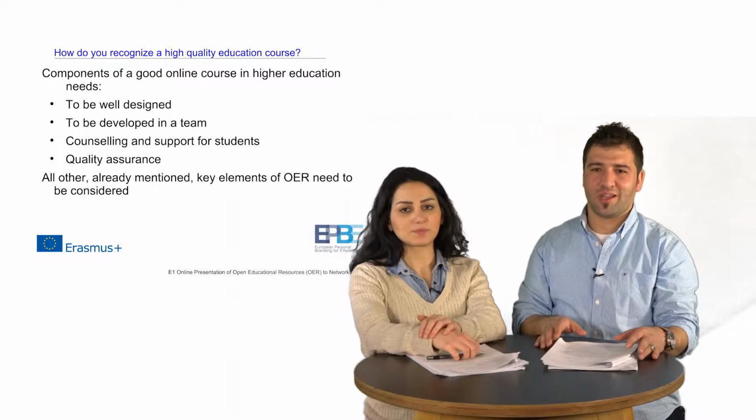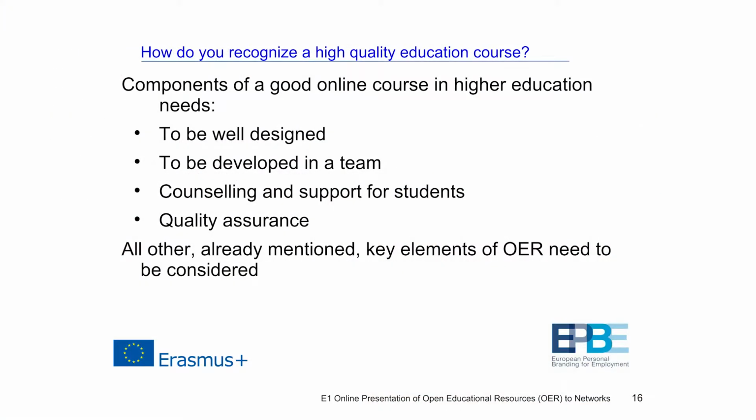Components of a good online course in higher education: it needs to be well designed. This means it has educational strategies and includes assessments. It needs to be developed in a team. You can ensure good quality and the best experience for students with the collaboration of skills. Counseling and support for students. Help on an individual level is available. Quality assurance. Feedback by students and research and evaluation ensure ongoing quality. All other, already mentioned, key elements of OER need to be considered.